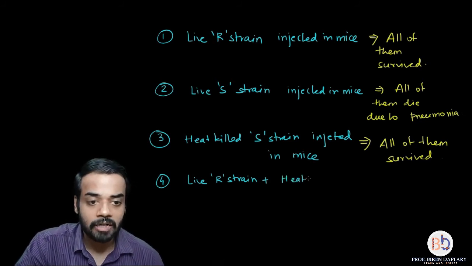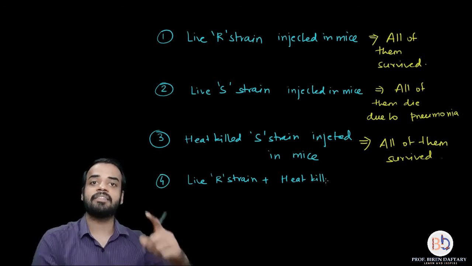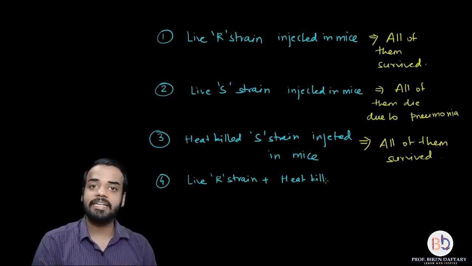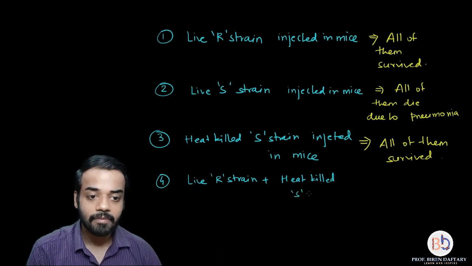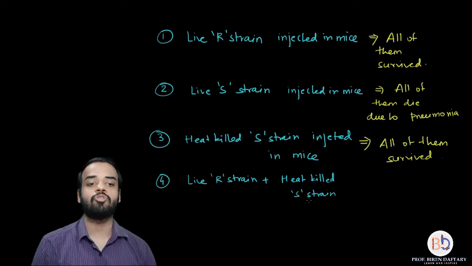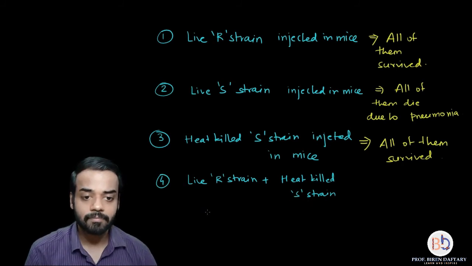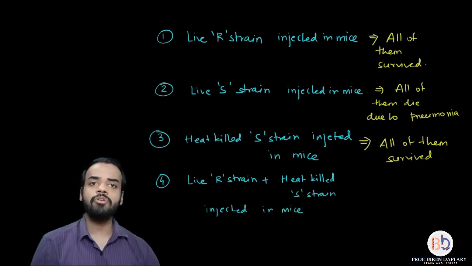Okay, so now there is a mixture of dead and alive bacteria. The alive bacteria or the living bacteria belong to the R strain. The dead bacteria belong to the S strain. And this mixture he injected into mice. Okay, so let me write it down over here. Injected in mice. What do you think would have happened?